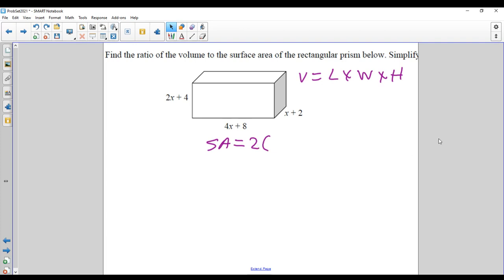So it's 2 times (L times W plus L times H plus H times W). So we have to take each of these products. Every possible way of combining the dimensions has to be multiplied, and then we have to double it. Okay? Because every single one of these has two faces.